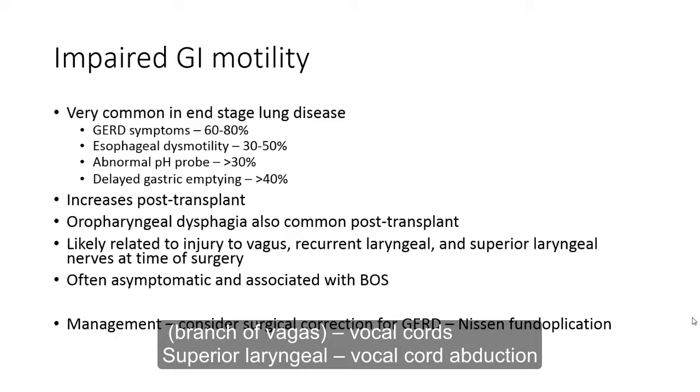So if we know they're happening, we have to deal with them so we can try to give our patients better survival rates. In general, I'm not going to touch a lot on management because they all have different management strategies, but one thing that is done commonly is surgical correction for acid reflux, so doing a fundoplication is a common practice, either pre-transplant if they can tolerate it or in the post-transplant period if they have significant GERD.